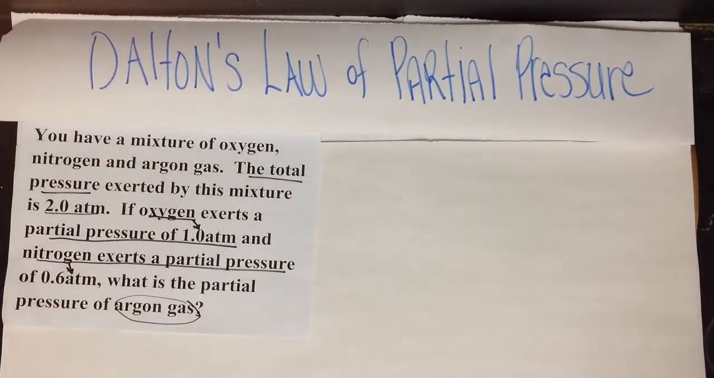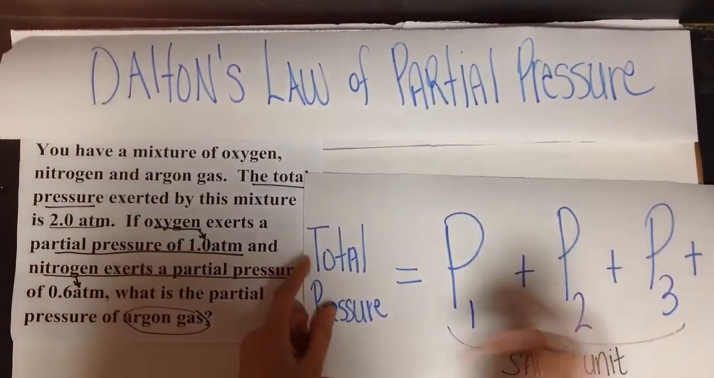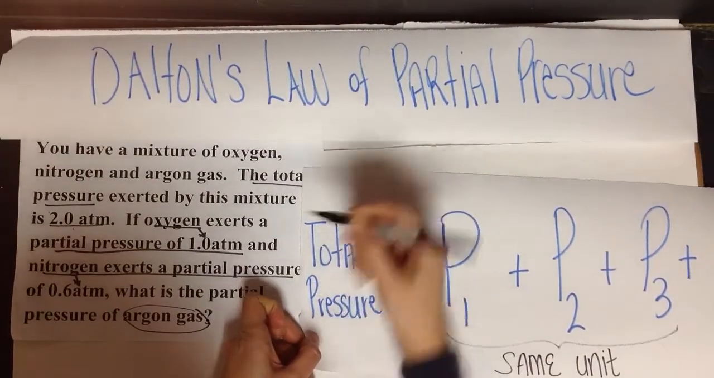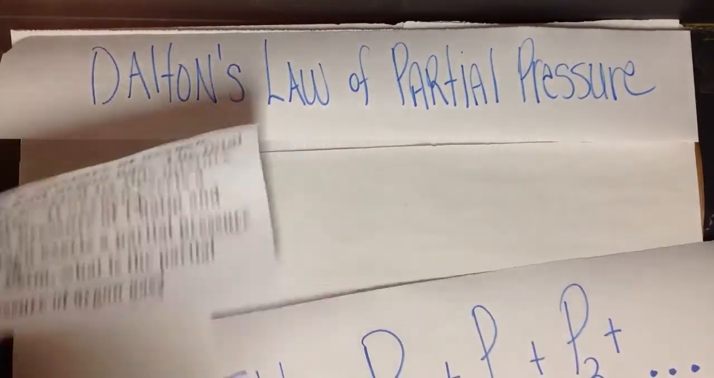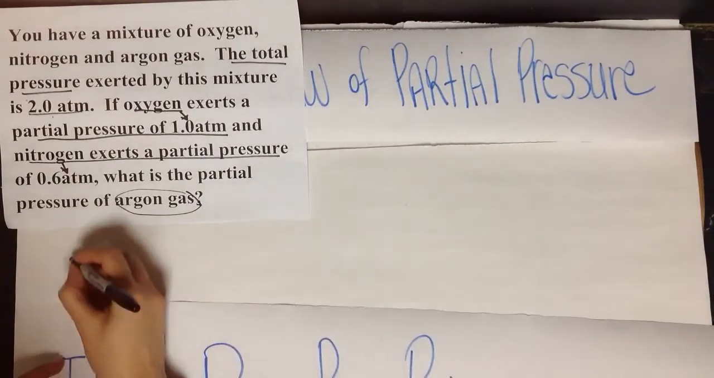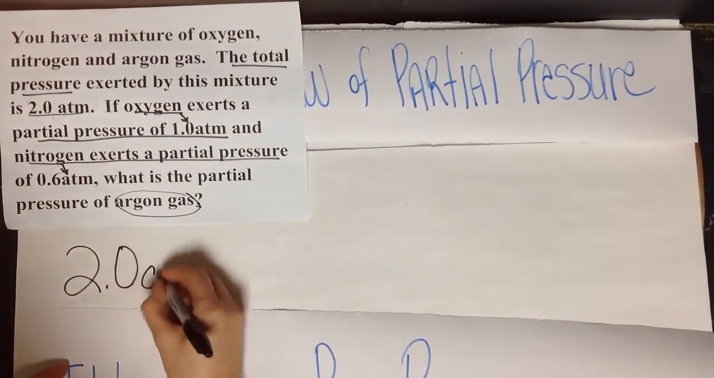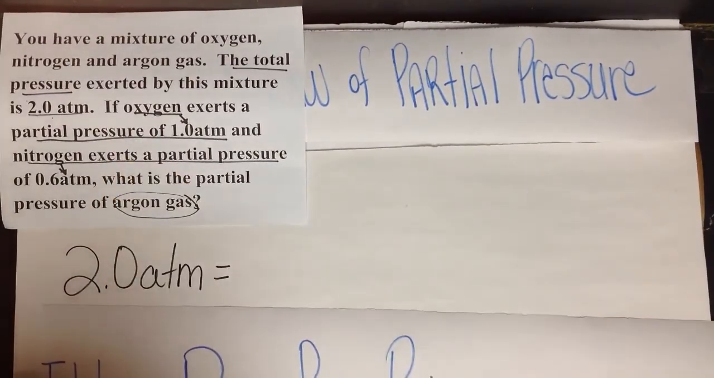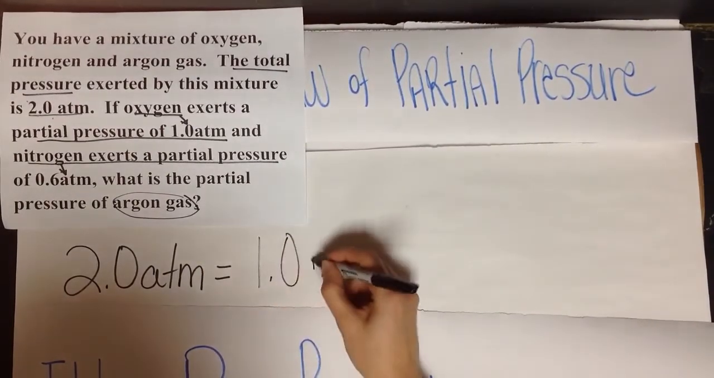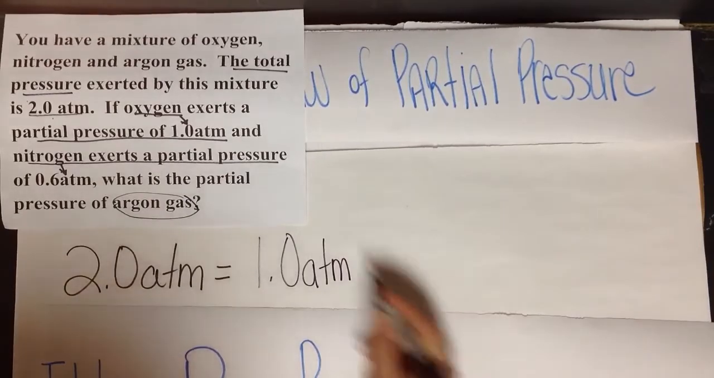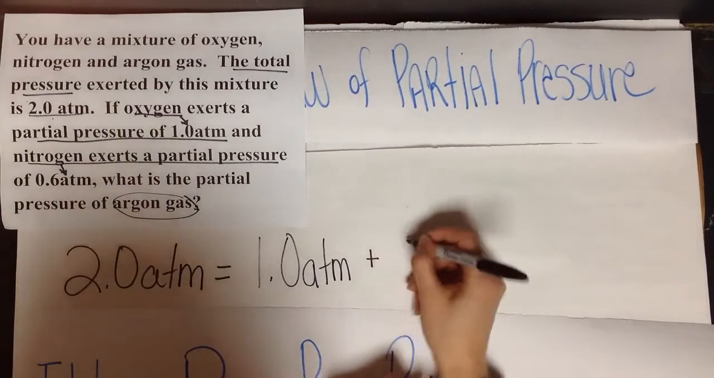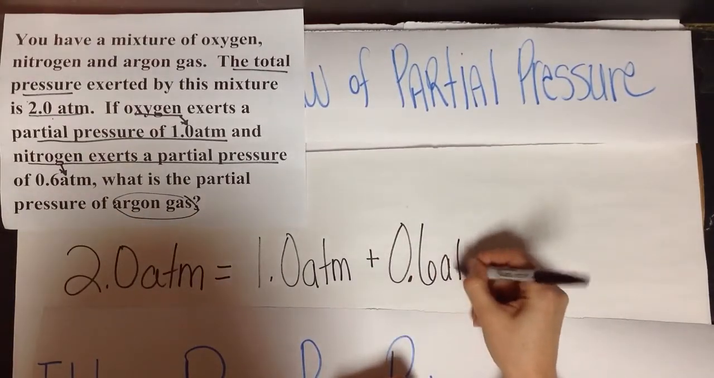Okay, this is a little different. If we take a look at this, we're given a total pressure. That's on this side of the equal sign, so let's go ahead and fill that in. Total pressure is right here, 2.0 atm. And then they tell us oxygen gas. Oxygen is my first gas mentioned, so it has a pressure of 1.0 atm. And then they talk about nitrogen. Nitrogen is my second gas, and it exerts a pressure of 0.6 atm.